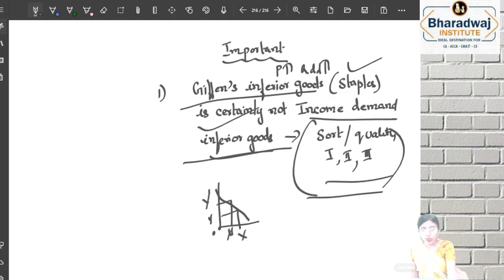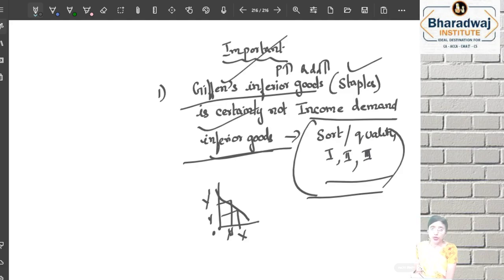That is where you have to know the terms normal, superior and inferior. It is based on quality. Quality-based classification. You go to a store, you ask a rice merchant, I want rice. He will ask first sort, second sort, or third sort. Quality-wise. That is different from Giffen's. Are you clear? That is why I tested you on that. So have you understood these intricate questions?